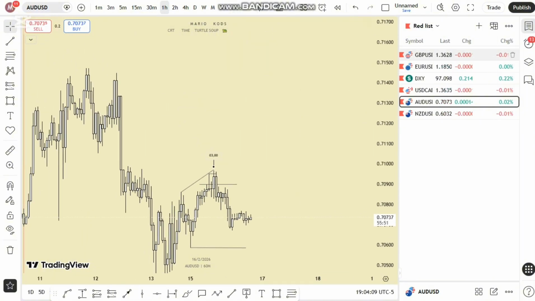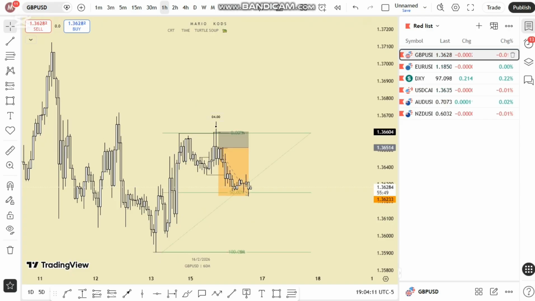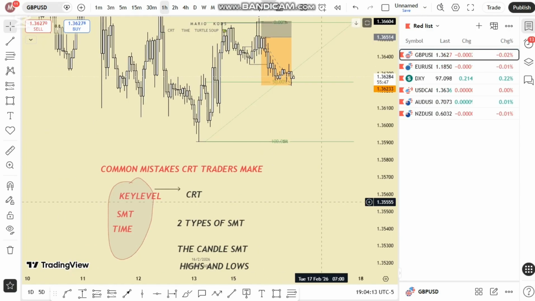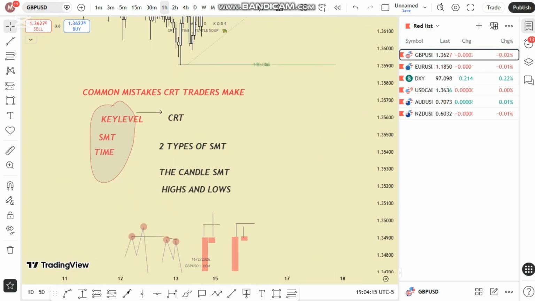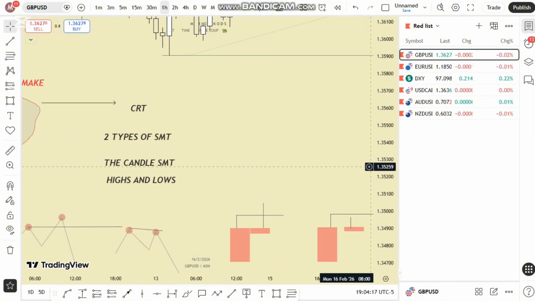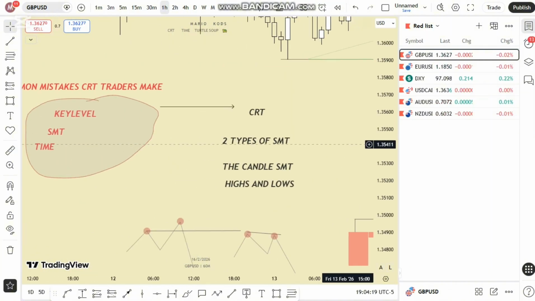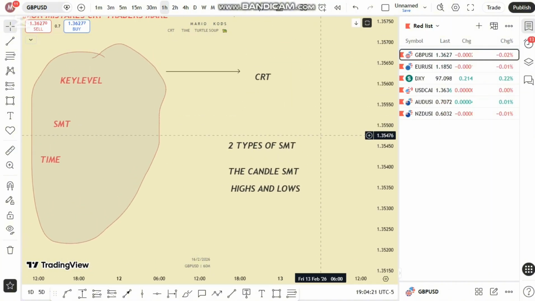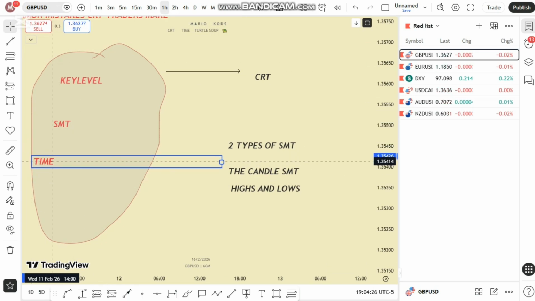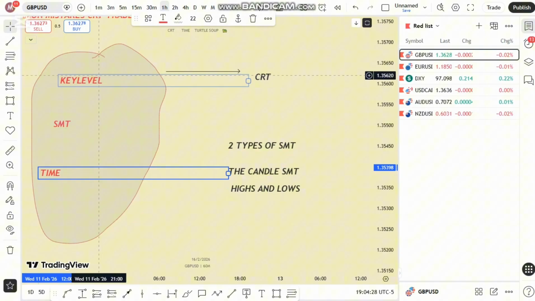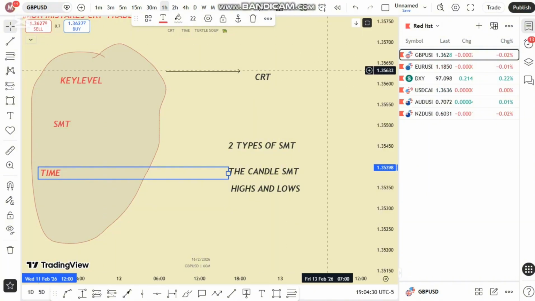Then thirdly, or secondly, is what? Time, key level. Key level. Let's use these two and leave this one aside a little bit. Let's use these two. Key level. You all know key level. You all know the usefulness of key level.